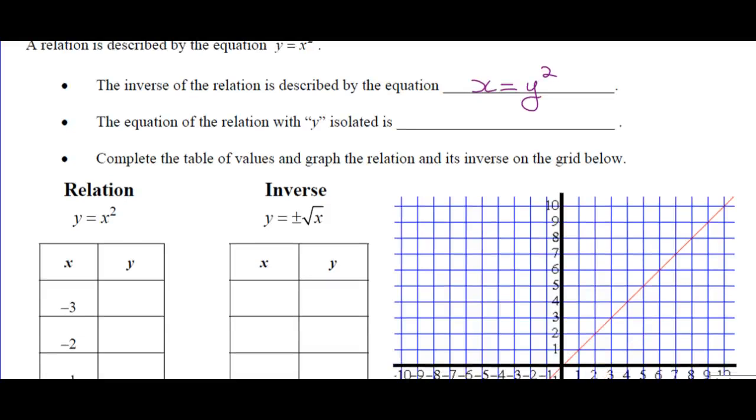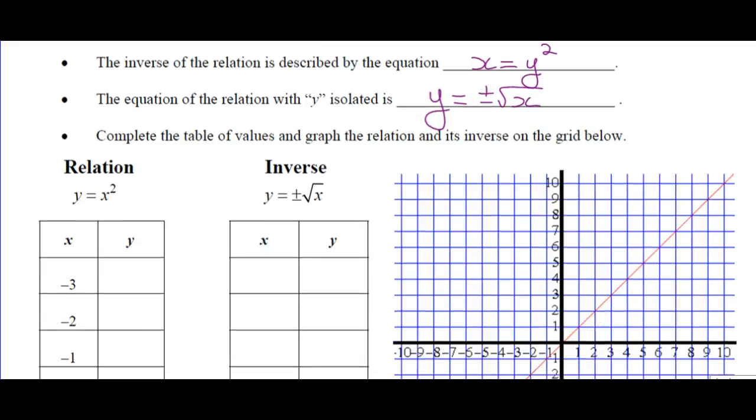So what's y equal to? Not just the square root of x. Plus or minus. So when I square root both sides, it's actually plus or minus the square root, right? Because if I square the positive square root, I get that. If I square the negative square root, I get that.